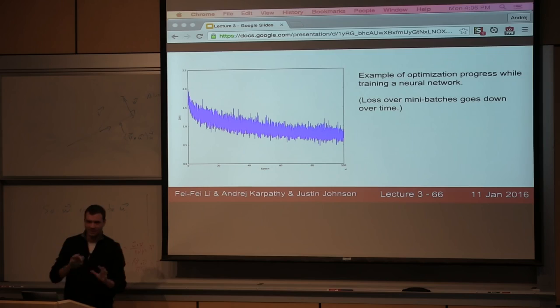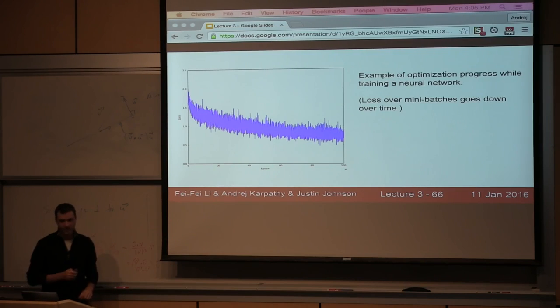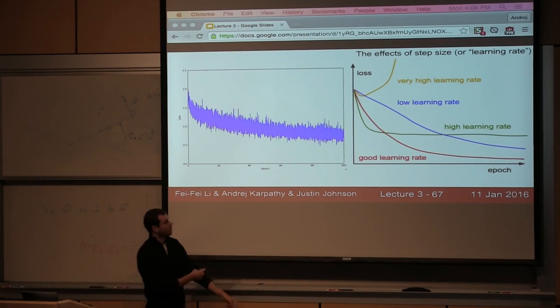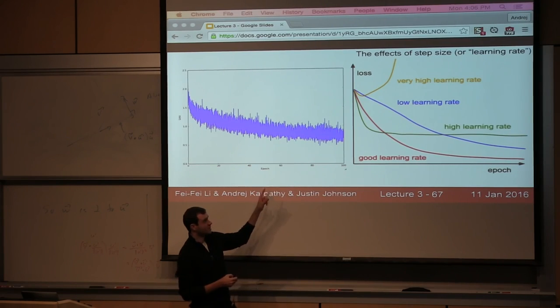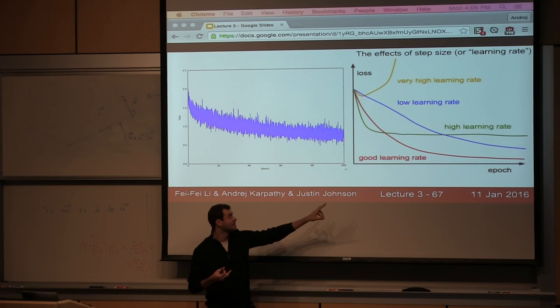We're going to get to some of those parts, I think, much later. I also wanted to show you a plot of the effects of learning rate on your loss function. And this learning rate is the step size.